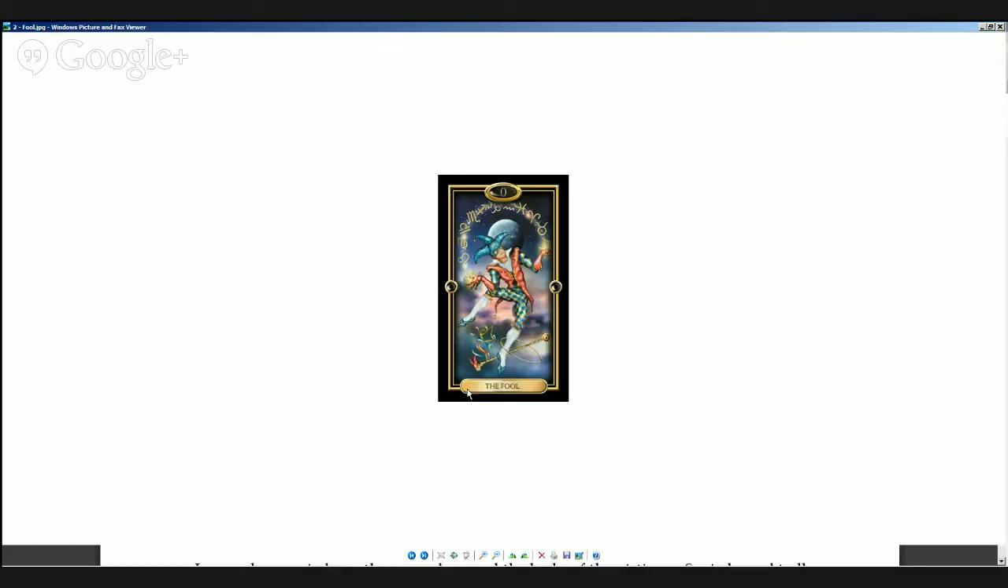Now, for me, the major arcana represents natural change, whereas the minor arcana kind of represents unnatural change, that it's not something that's supposed to happen in life, but ends up happening anyways.